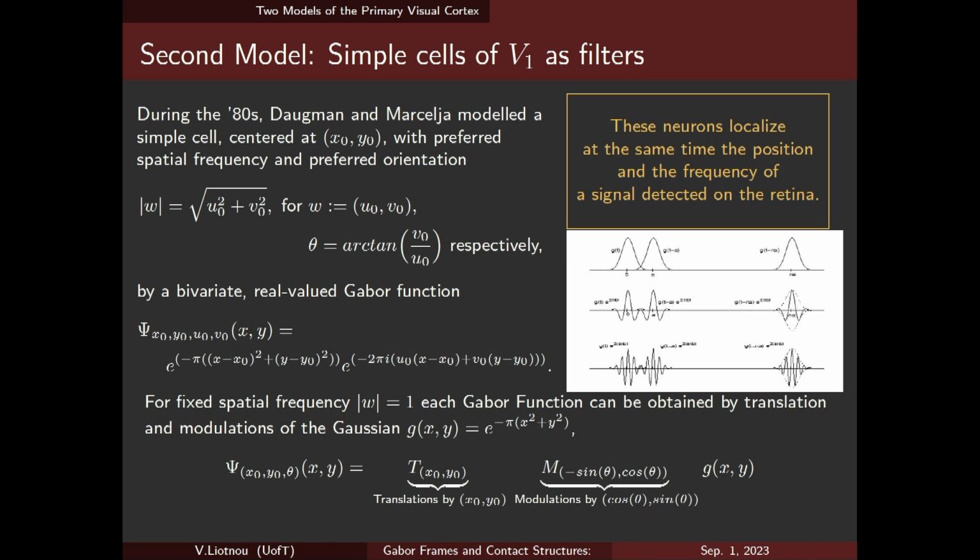They use this psi function, where the first part of it is a Gaussian shifted in space, so shifted in the retina by x naught, y naught, times a complex exponential, a modulation factor. If we fix the spatial frequency, then we can express this Gabor function using two unitary operators on L2: the T operator, which is the translation on the retina, and the M operator, which is a multiplication with the complex exponential on the frequency domain.